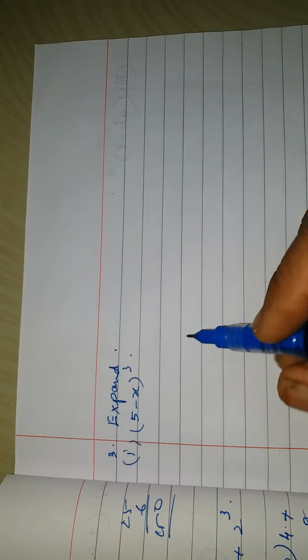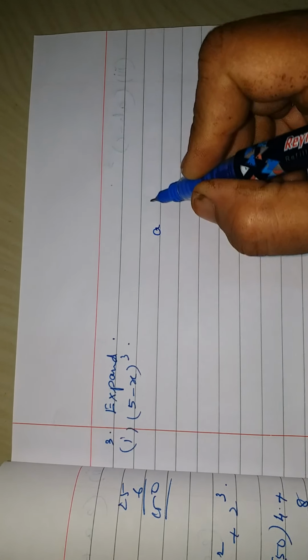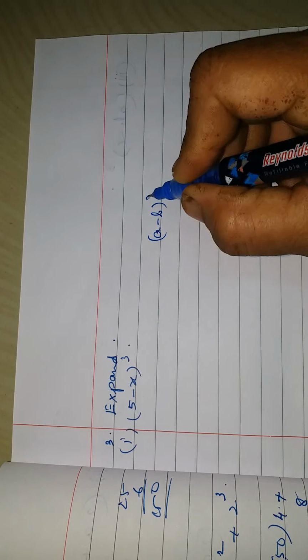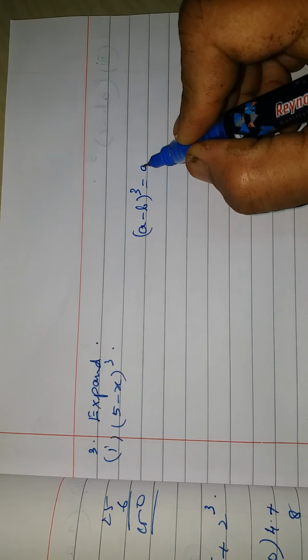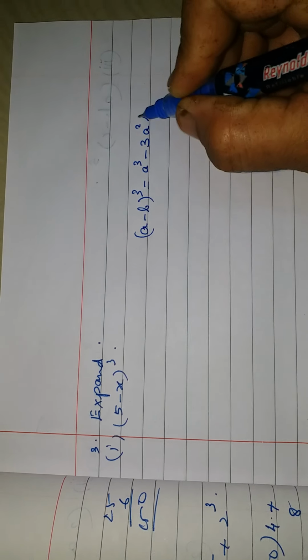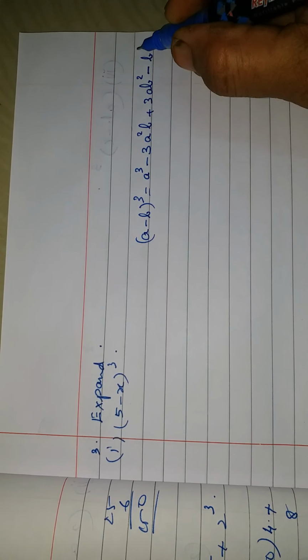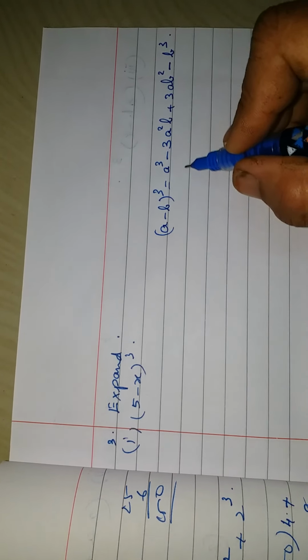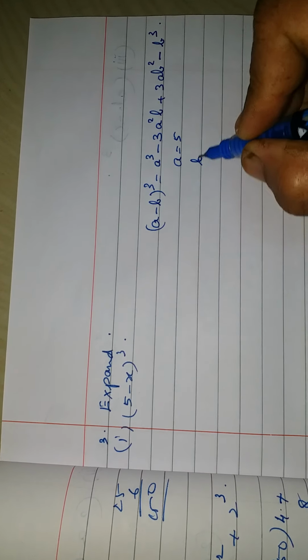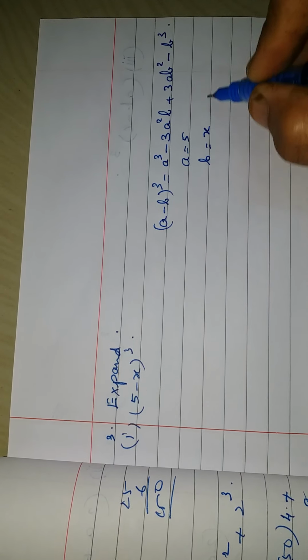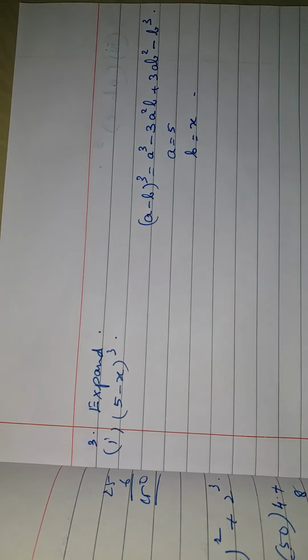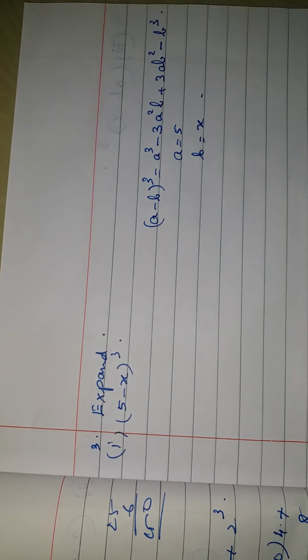Exercise 5.3, third sum: expand (5 − x) the whole cube. You know this is of the (a − b) the whole cube form, so it is equal to a cube minus 3a square b plus 3ab square minus b cube. So this is a formula. Here a is equal to 5 and b is equal to x.